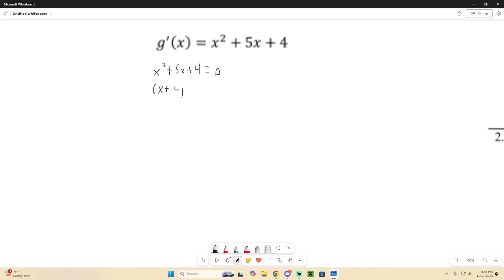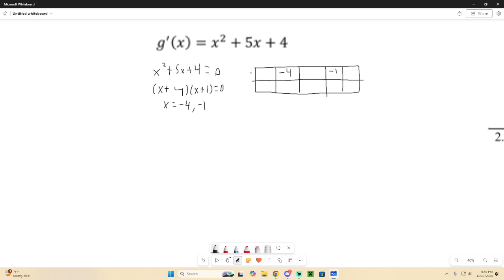Alright. X plus 4 and x plus 1. So that means our critical points are going to be x equals -4 and -1. Alright, so now we have our critical points. Let's go ahead and make our little table. So at our critical points we have -4 and then we have -1. So we need to get a number that's less than -4.